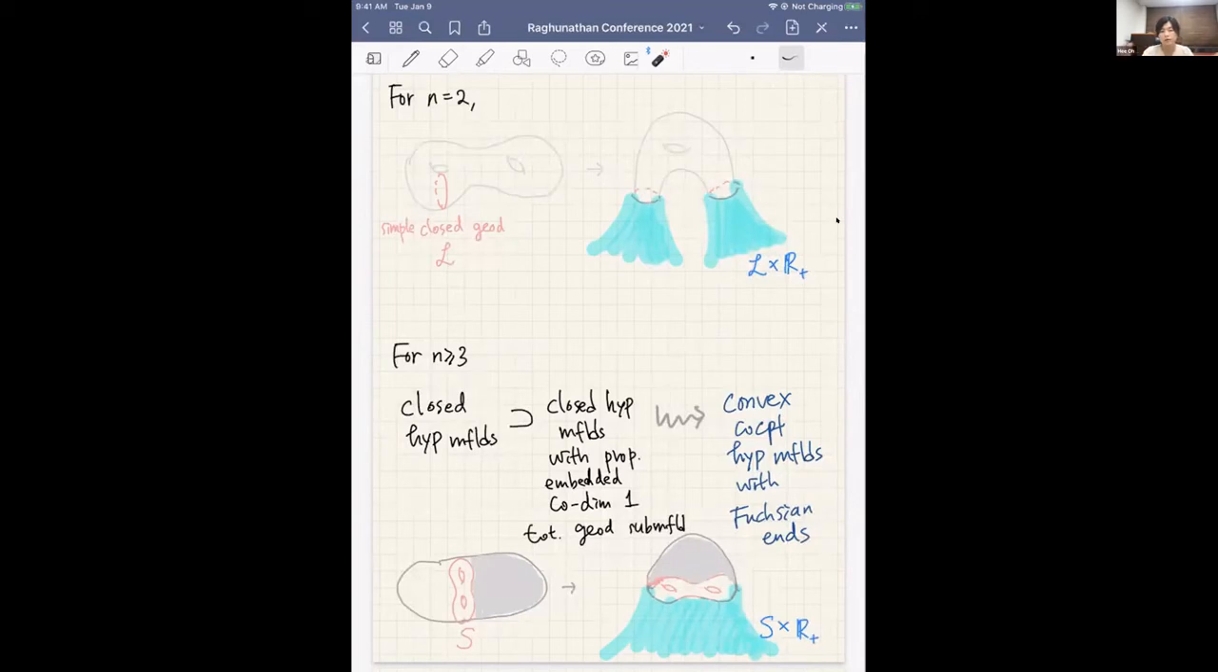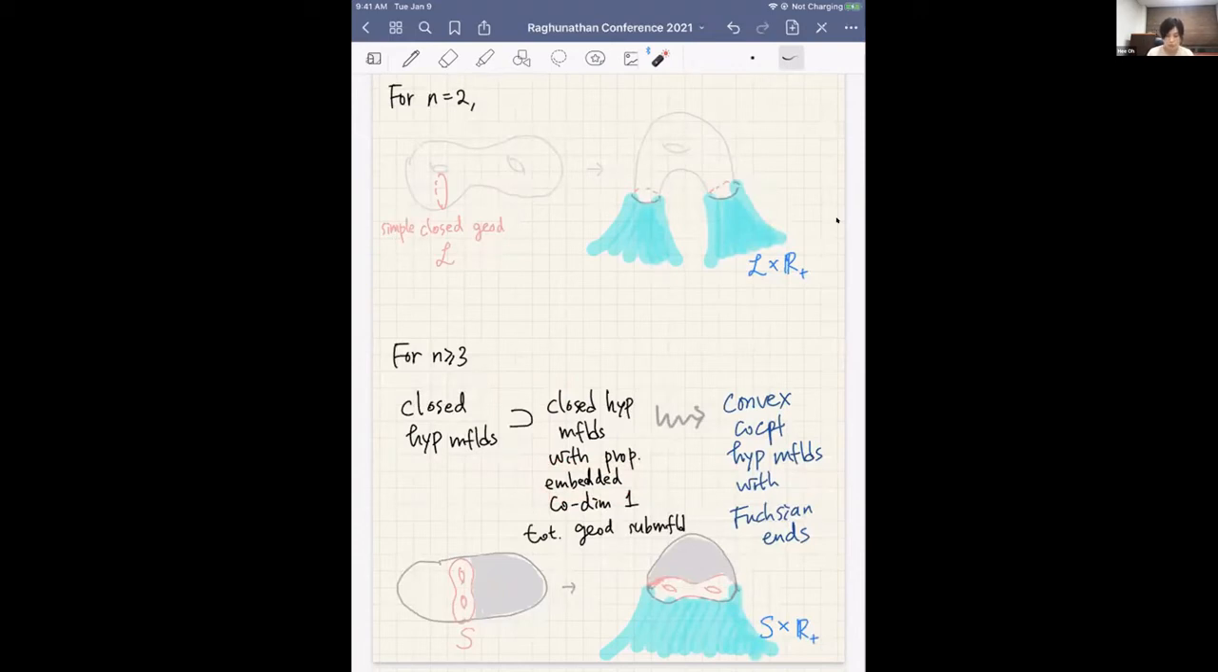Okay, so we have countably infinitely many closed hyperbolic manifolds. Some of these closed hyperbolic manifolds do not contain any properly embedded co-dimension one totally geodesic submanifold, but some will. In fact, there are infinitely many closed hyperbolic manifolds which contain some properly embedded co-dimension one totally geodesic submanifold. So I will take them.